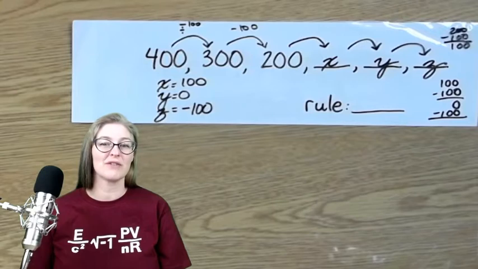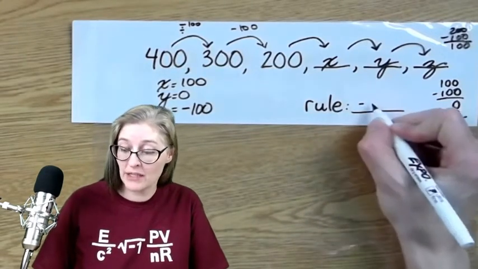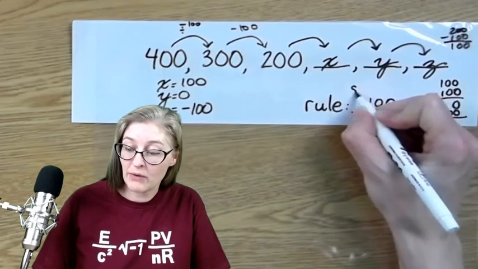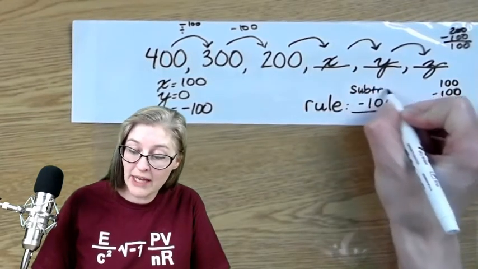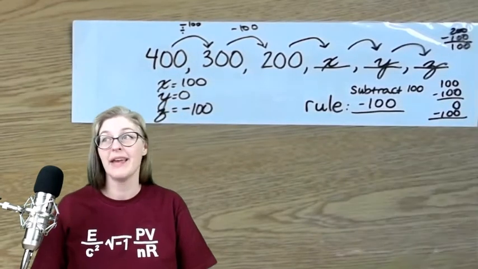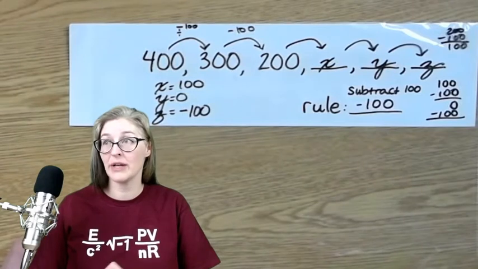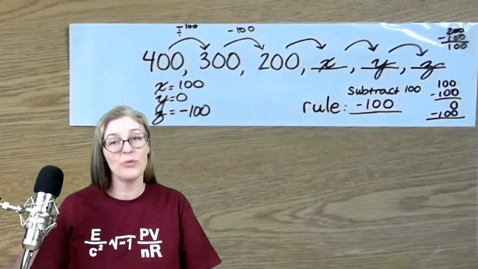So there's a little extra fun one for you. The rule here is going to be subtract 100. I could write this out in words, or I can use the symbol subtract 100. And there we again have figured out our 3 next following terms and our rule.